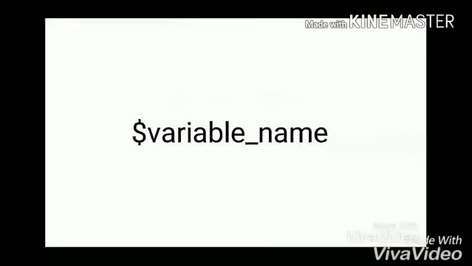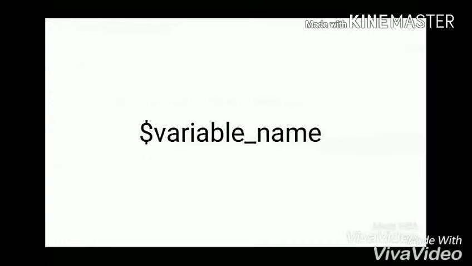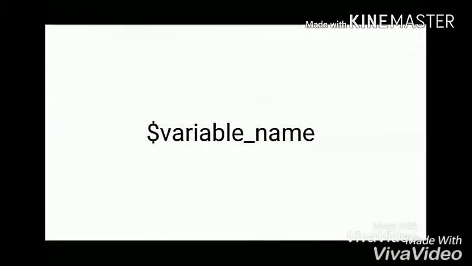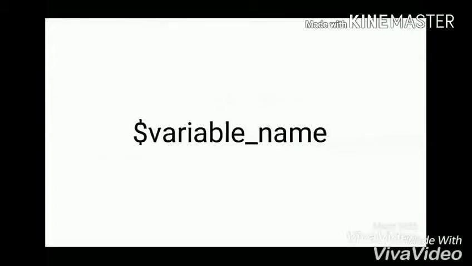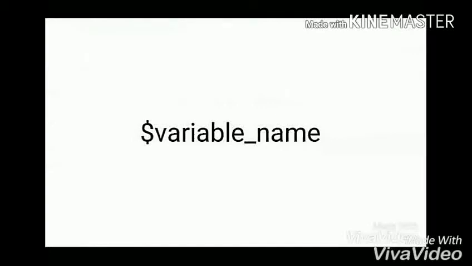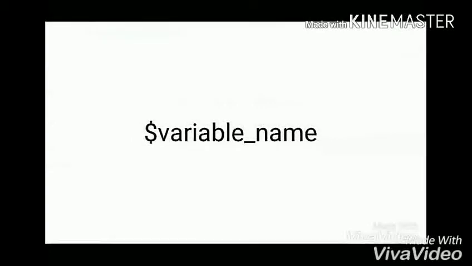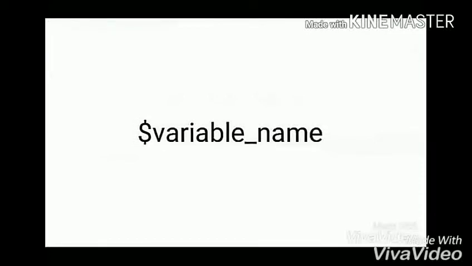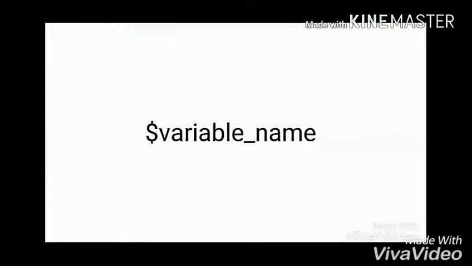A valid variable name starts with the $ symbol. The syntax of the variable looks like this: $ followed by the variable name, ending with a semicolon. Note that every statement in the PHP code ends with a semicolon. A valid variable name starts with either a letter or underscore symbol. A variable name can have any number of letters, digits, underscore symbols.